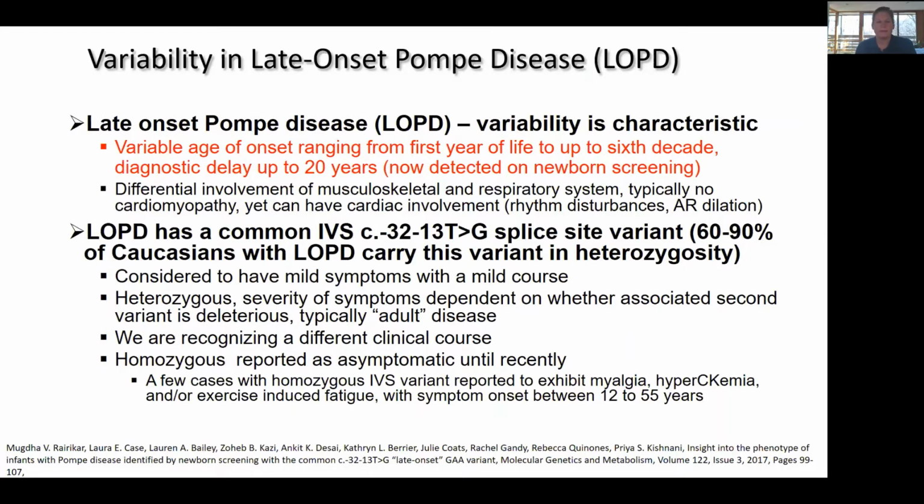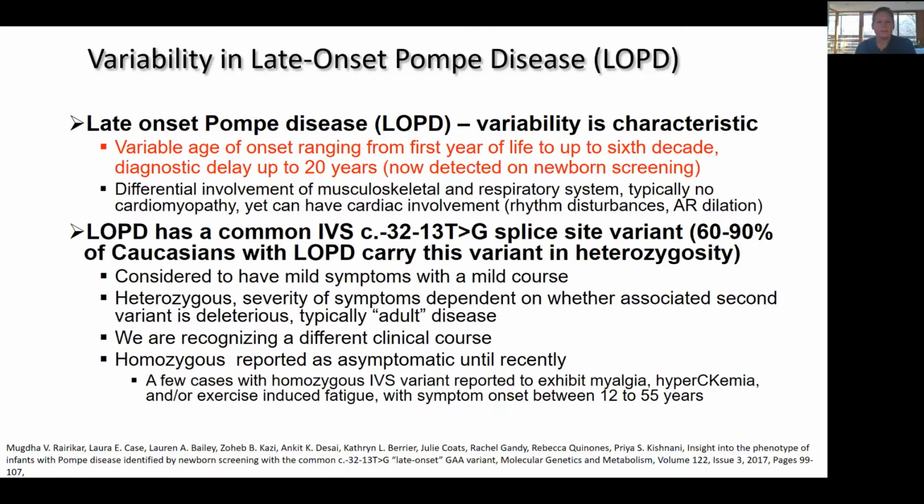When we think about the most common variants associated with late onset, we talk about this IVS. This is a splice site variant. It's one of the variants in about 60 to 90% of Caucasians with late onset Pompe. Each patient who has Pompe would have two variants that cause the disease, and 60 to 90% of adults with late onset Pompe have this variant.